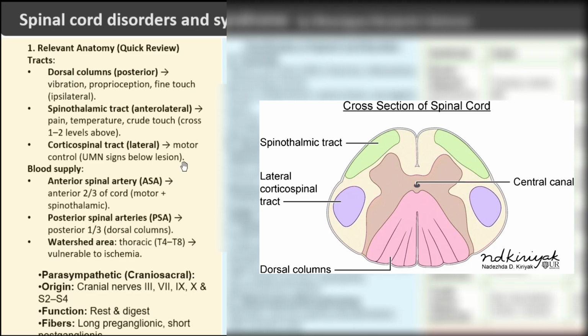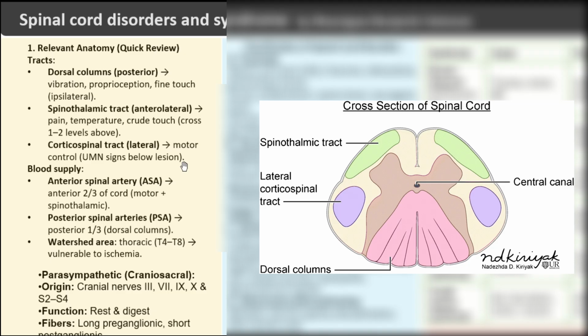Then we go to the spinothalamic tract. It has two words, spinal and thalamic. So it's from the spine going to the thalamus, and the thalamus is actually the relay center for all sensory input to the brain. Then we have the corticospinal tracts. Now these ones come from up, going down. They are descending tracts, and they are going to control the motor functions of the muscles.